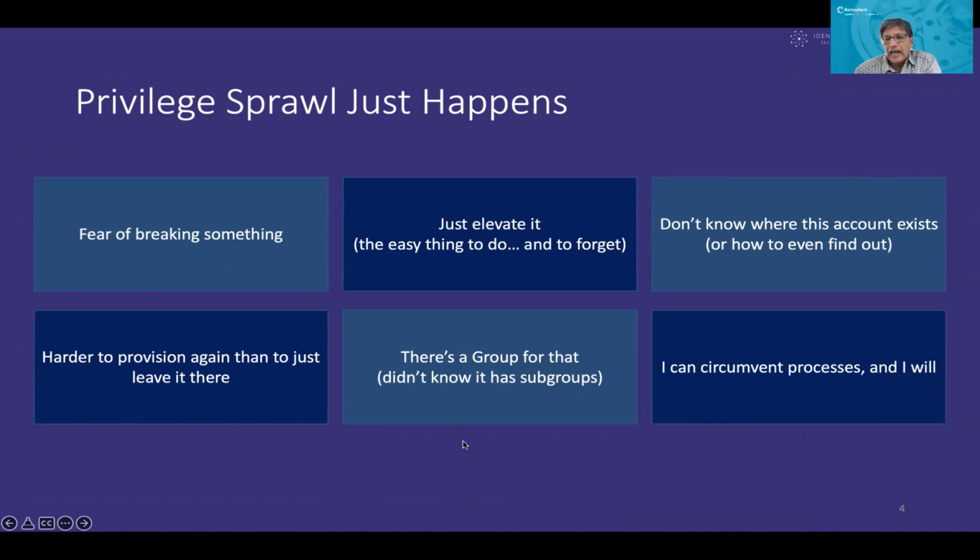So privilege sprawl just happens. There is no malintent or anything like that. It is just that the processes and procedures within an organization are such that it is very hard to control the sprawl.